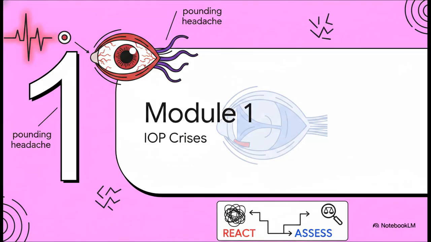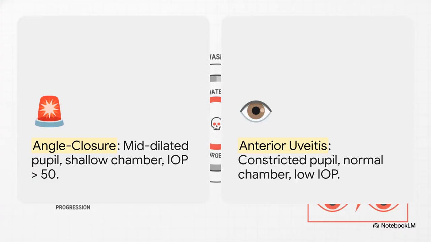All right, Module 1, Intraocular Pressure Crises. Picture this. You're on shift, and a patient walks in with a sudden, incredibly painful, severely red eye. They've got blurred vision and a pounding headache. Now, reacting without precision here, that's exactly how you fall into the trap. Welcome to the 50-50 dilemma.